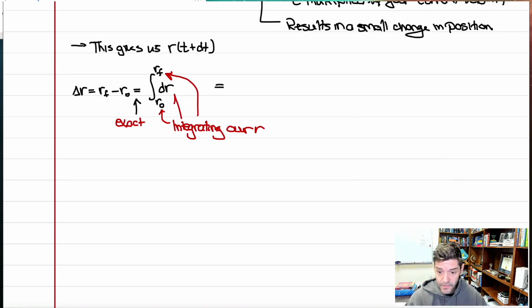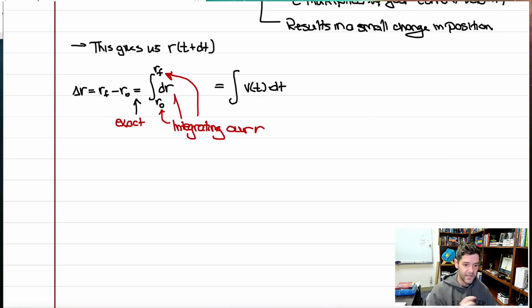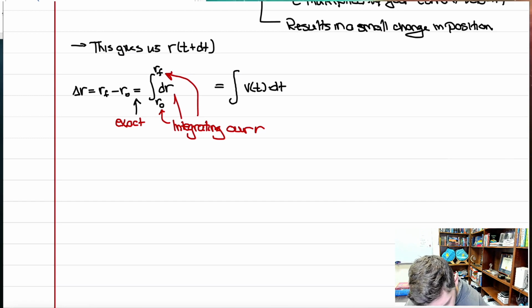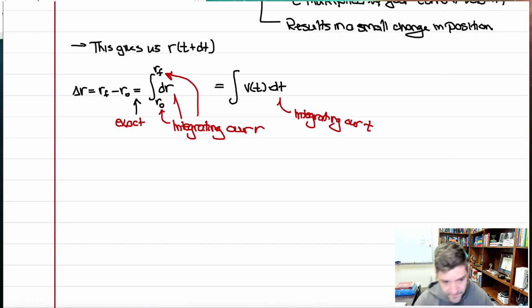Now, we said that dr is the same as v as a function of t times dt. So this is the same as the integral of v times dt. But now, what are we integrating over? We're not integrating over r. We're integrating over t. So the assumption is that I better be able to write everything as a function of t before I integrate, or be able to justify that other things are not functions of time and can be held as constants.